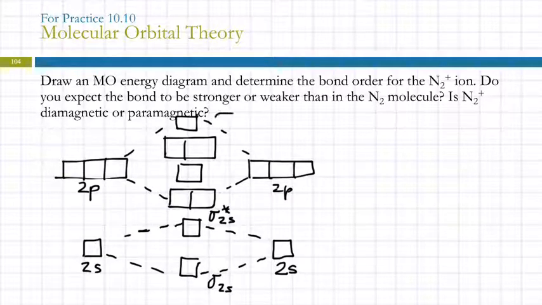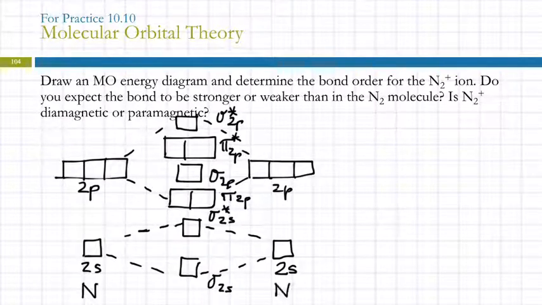So this is a sigma star 2p. This is pi star 2p. This is sigma 2p, and this is pi 2p. So an N2 plus ion. So we'll look at nitrogen here and N plus over there. It doesn't really matter which one you call the plus.